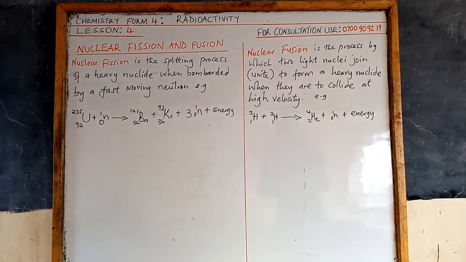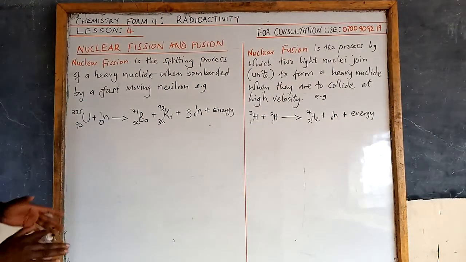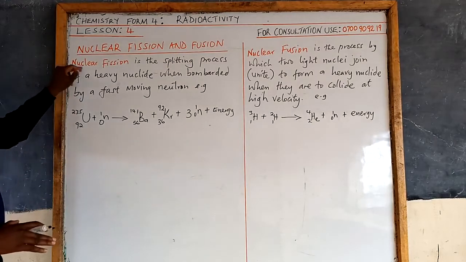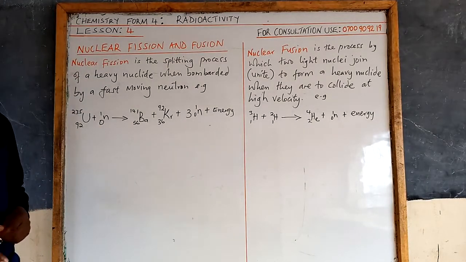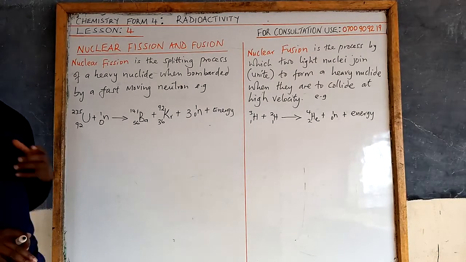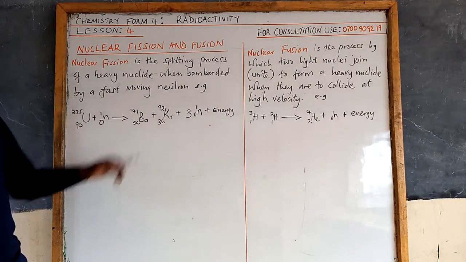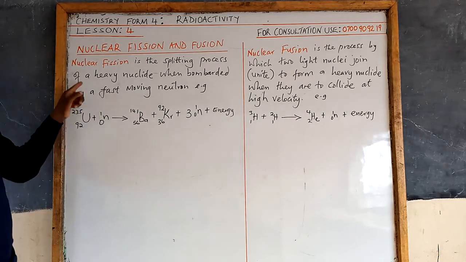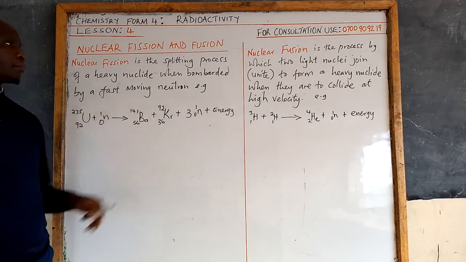So let's consider nuclear fission and fusion, the difference between the two. These are nuclear processes. Nuclear fission is the splitting process of a heavy nuclide when bombarded with a fast-moving particle, such as a neutron. So it is the splitting process of a heavy nuclide when bombarded by a fast-moving neutron.